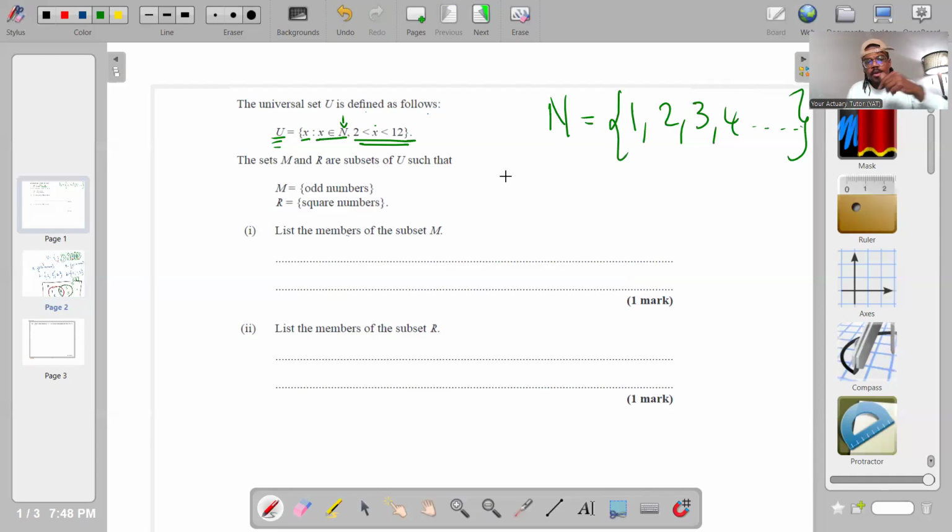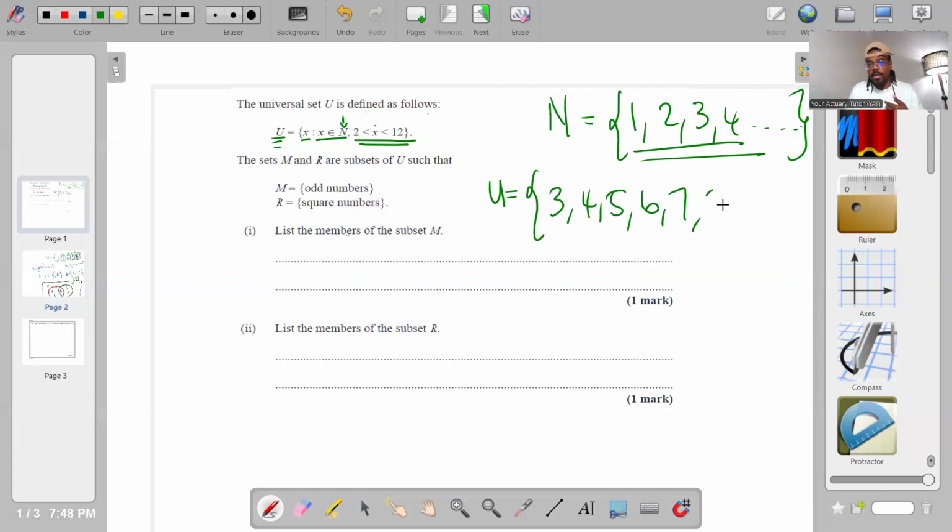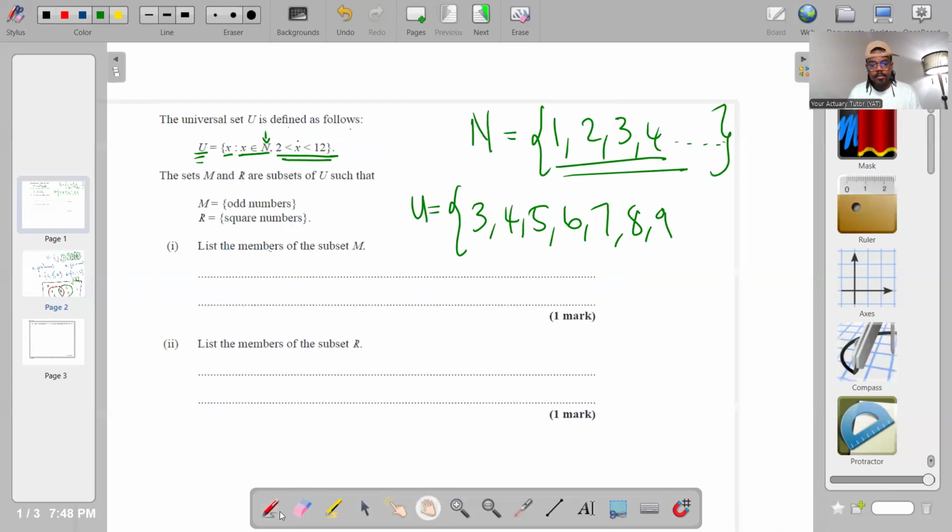So now you've got to realize, what's the universal set then, people? What are the numbers that they're referring to? It has to be in the natural bucket, but it must be between 2 and 12. What are the numbers between 2 and 12? 3, 4, 5, 6, 7, 8, 9, 10, and 11. I'm not going to include 12 because I need to be between 2 and 12. Not including 12 and not including 2. Okay? Numbers between it.